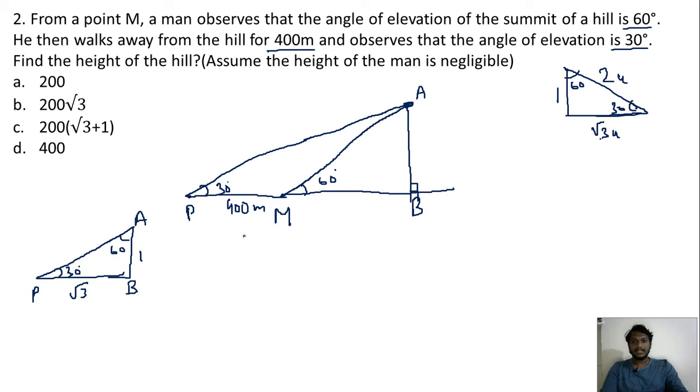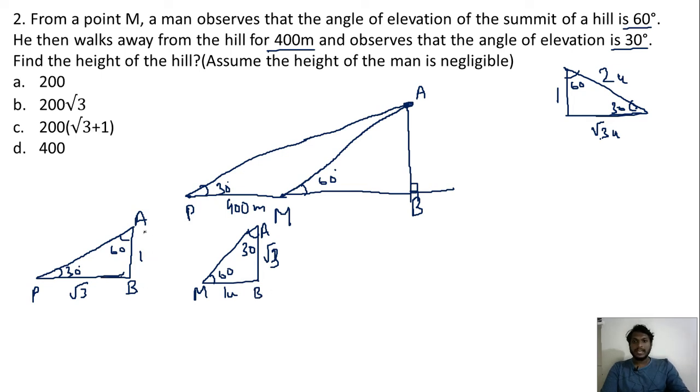Now let us consider the triangle MBA. This is point M, this is point B, and this is point A. Here this is 60 degrees and this angle is 30 degrees. The length of the side opposite to the 60 degrees angle will be root 3 units, and the length opposite to the 30 degrees angle will be 1 unit. I hope this is understood by everyone.